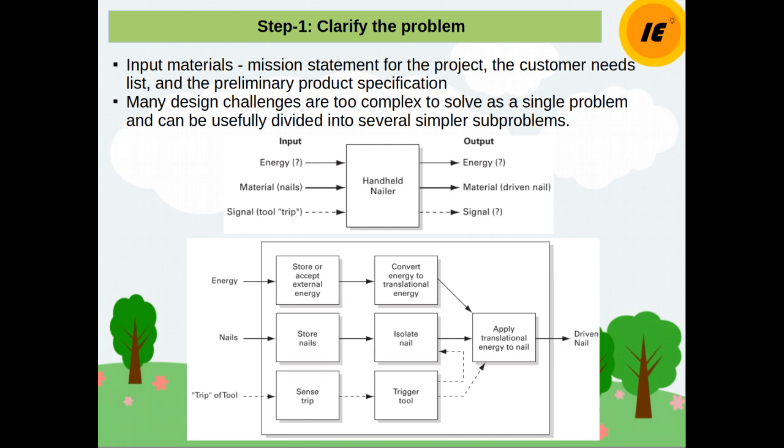Many design challenges are too complex to solve as a single problem and can be usefully divided into several simpler sub-problems. For example, the design of a complex product like a document copier, that means a Xerox machine in general, can be thought of as a collection of more focused design problems, including the design of a document handler, a paper feeder, a printing device, and an image capture device. In some cases, however, the design problem cannot readily be divided into sub-problems. For example, the problem of designing a paperclip may be hard to divide.